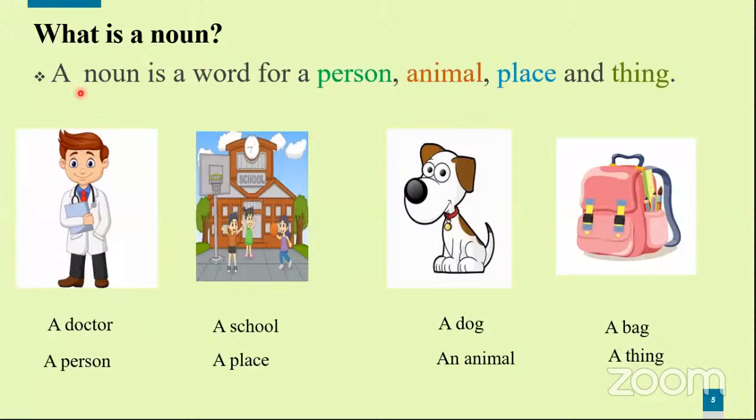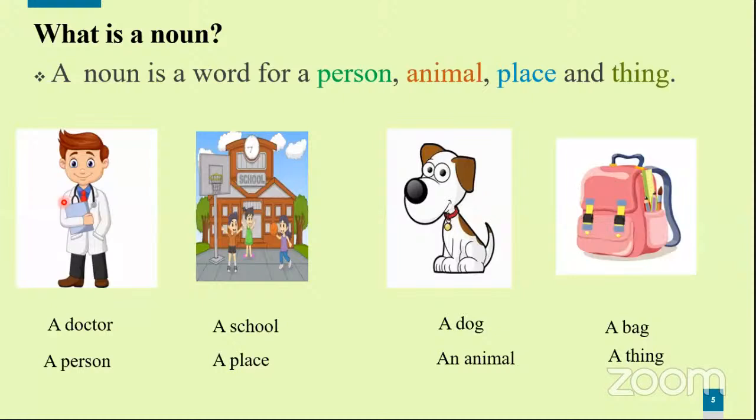A noun is a word for a person, animal, place, and thing. So that's what we did earlier in the warmer activity, right? We identified the person, animal, place, and thing. So we can identify these four categories. If there's a person, animal, place, or thing, they are nouns.